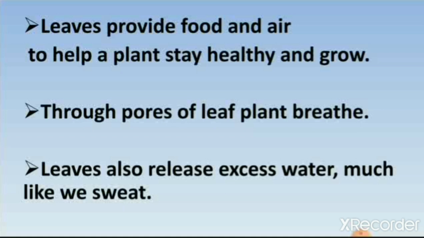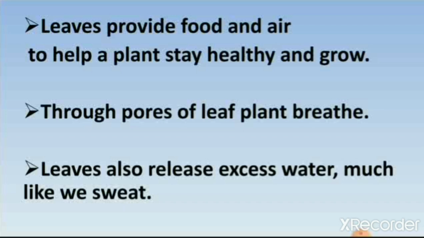And one more thing, the plant breathes through the leaf. How is that possible? Because leaves have small pores on the surface of the leaf. That's why the plant breathes in and breathes out through those pores. So the leaf is also the nose of the plant, which breathes through it. So the leaf is a very important part of the plant, like for living things. We breathe by nose like that.